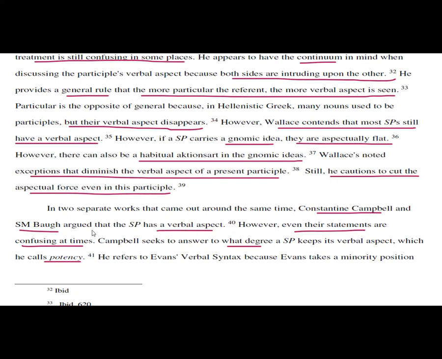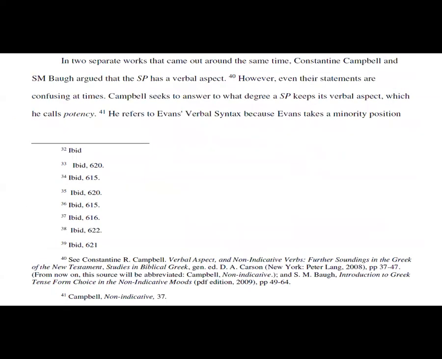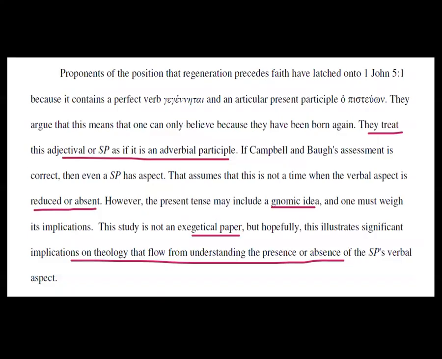So it's talking about some other resources that came out, Con Campbell and S.M. Ball and some others that came out and how they tried to clarify this a little bit more. I'll skip that part.